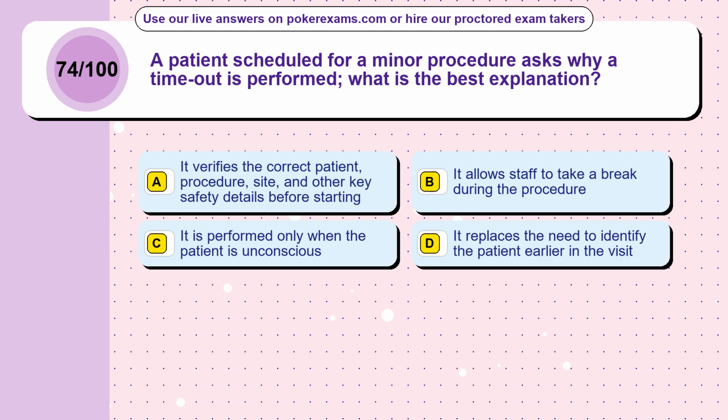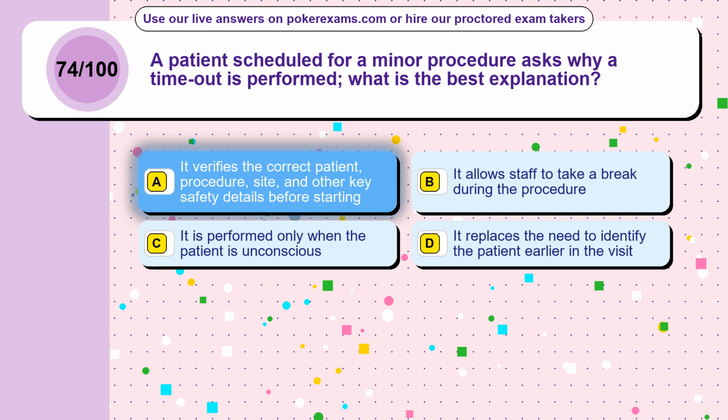Question 74. A patient scheduled for a minor procedure asks why a timeout is performed. What is the best explanation? Option A. It verifies the correct patient, procedure, site, and other key safety details before starting. Option B. It allows staff to take a break during the procedure. Option C. It is performed only when the patient is unconscious. Option D. It replaces the need to identify the patient earlier in the visit.